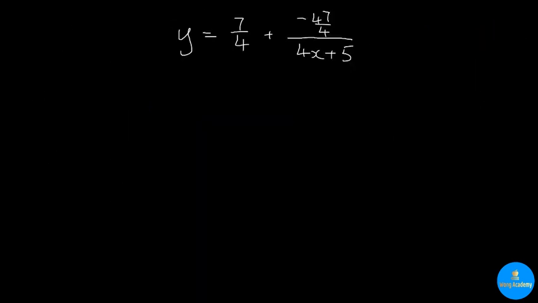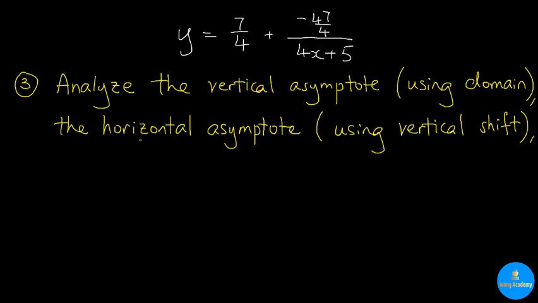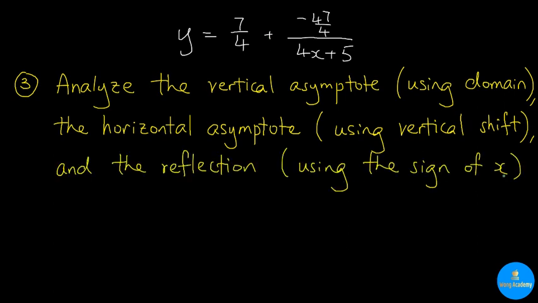In the third step, we try to study the position of the vertical asymptotes by using the domain of this function, analyze the position of the horizontal asymptotes by using the vertical shift, and by using the sign of x, we will study whether there is a reflection or not. In this function, there's only one x in the denominator. So in order for the function to be well defined, we have to make sure that 4x plus 5 is non-zero. In other words, the domain of this function has to avoid negative 5 over 4.